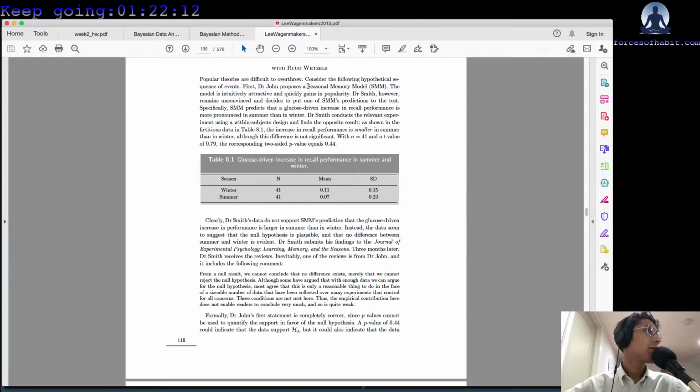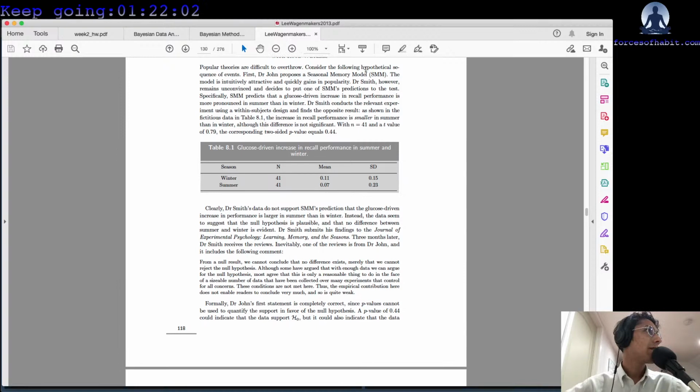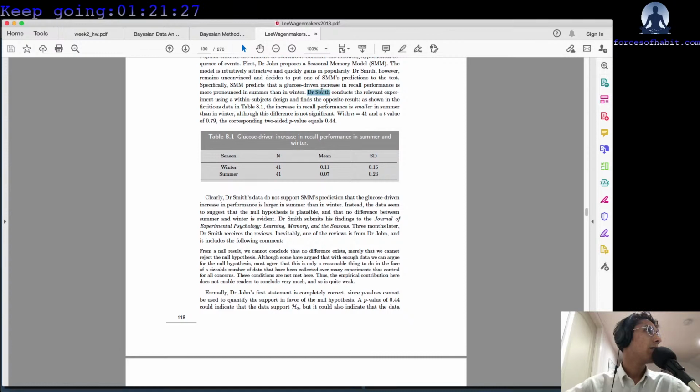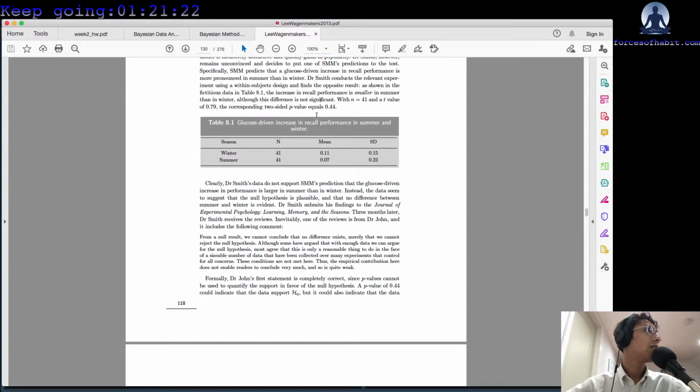So we're going to be talking about Dr. John's seasonal memory model. And here are the predictions of his memory model. But Dr. Smith's not buying it. The seasonal memory model is going to predict glucose is going to increase recall performance in summer rather than in winter. So memory's better in the summer rather than the winter because of glucose-driven increases due to seasonal changes. Yet, when Dr. Smith does this experiment, he gets the opposite results. But he gets this p-value here, which is just a non-significant result.